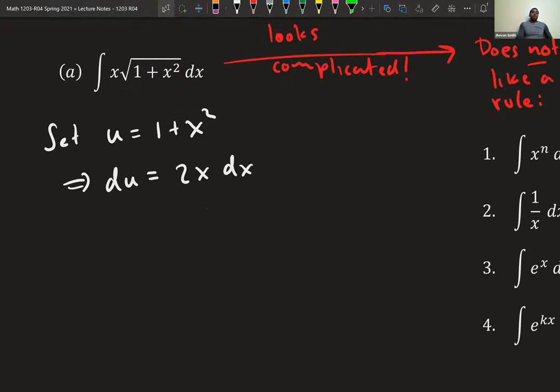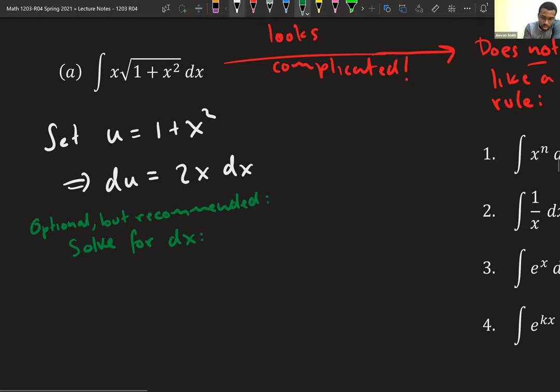Now, next, there are a couple ways to actually proceed here, but I would recommend this way, especially at short notice. Optional, but recommended. So what you can do here is solve for dx. So here what we would get is dx is equal to du over 2x. Now you're going to see why this is nice in a little bit. So what we're going to do now is substitute.